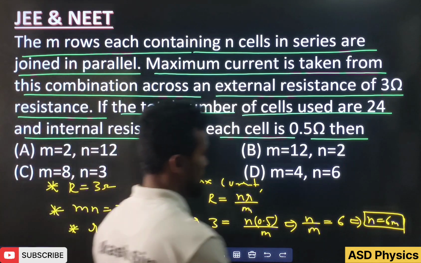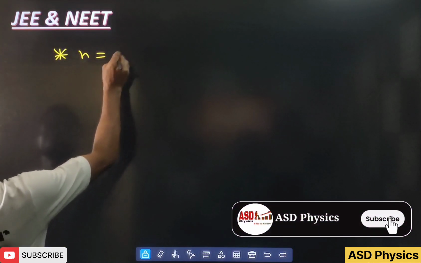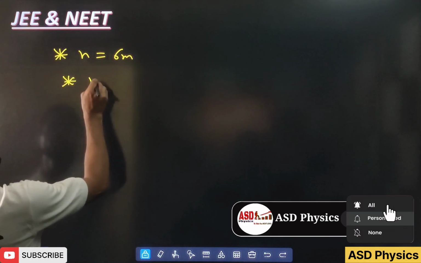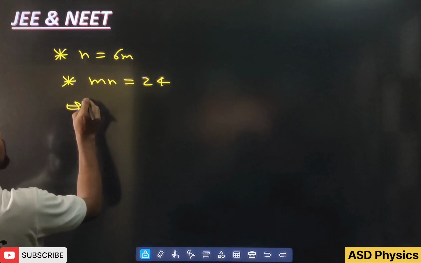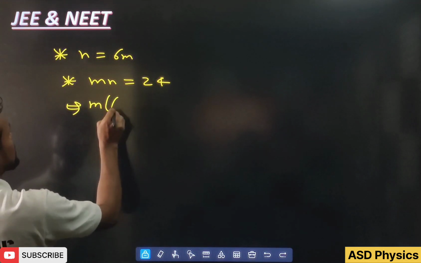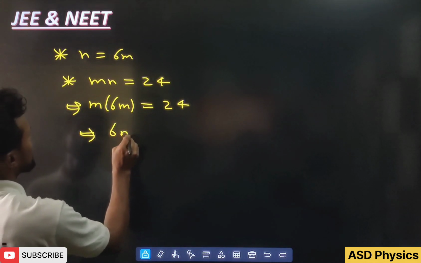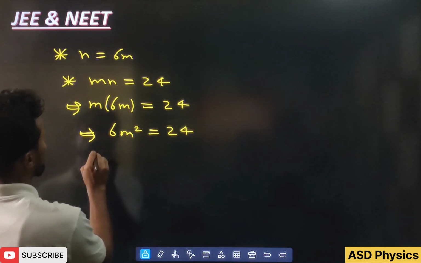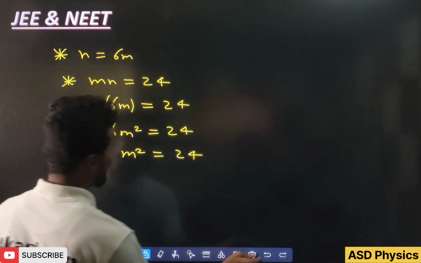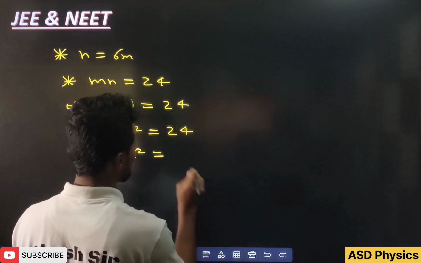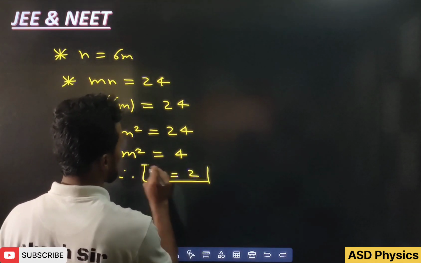Now I will write the equations. See here students, n equal to 6m and mn equal to 24. If I put the value, n is 6m, so 6m into m is equal to 24. That means 6m square is equal to 24. So m square equal to 24 by 6, which means 4. So m equal to plus minus 2. Minus 2 is not possible, so hence m equal to 2.